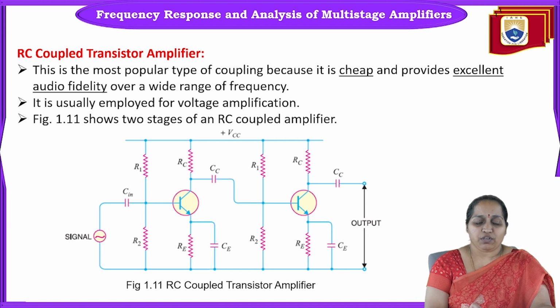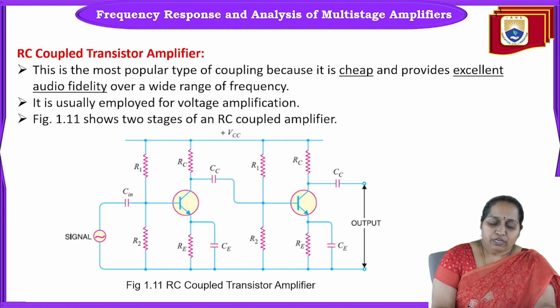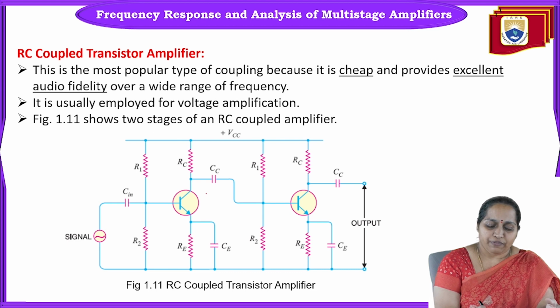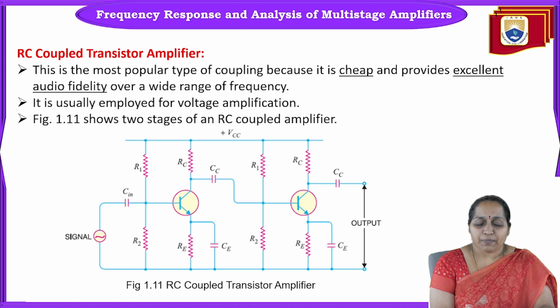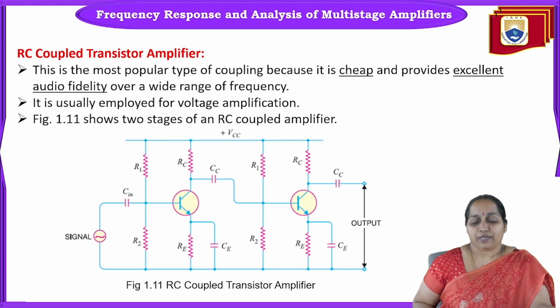Now if you look at this figure, this is the RC coupled transistor amplifier. Here this is one stage of amplification, a transistor with R1, R2, RE, RC and CE capacitor, and this is a second stage. The coupling capacitor CC is used to couple the two stages of amplification. We call it an RC coupled amplifier because the capacitor CC is used along with the resistance, hence resistance capacitance coupled amplifier, or simply RC coupled amplifier.